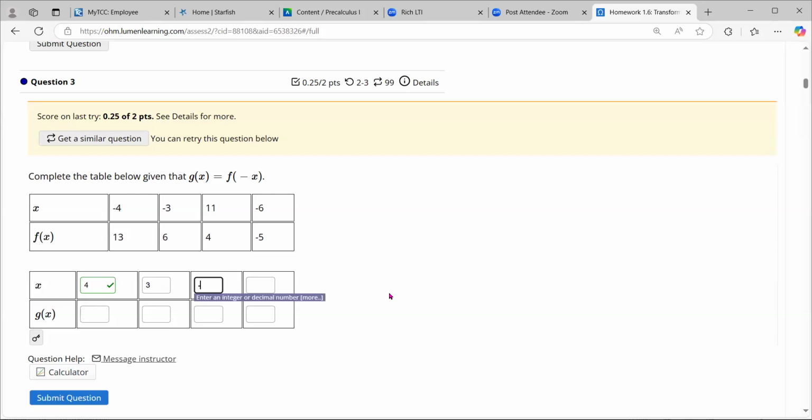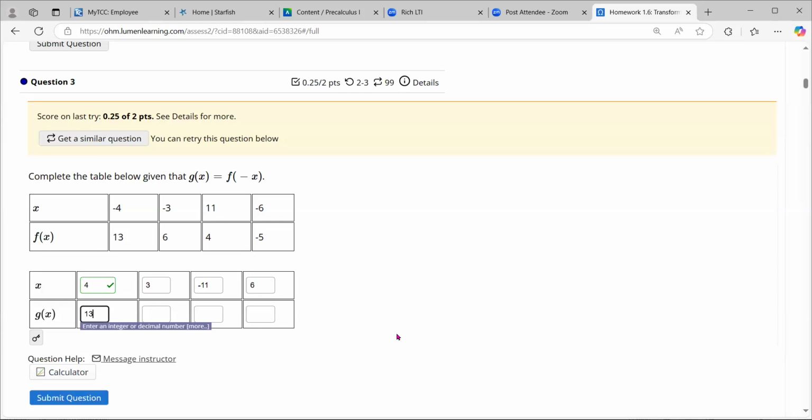+11 becomes -11. -6 becomes +6. So when all the inputs become their opposites, the corresponding outputs remain the same. The change only happens to inputs. The outputs are not directly affected. So we're going to copy the second row. The second row for G would be the same as the second row of F.